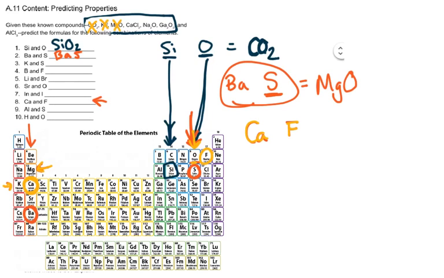Now I'm going to check the next one, calcium chloride. Calcium is obviously in the same group as calcium. And then chlorine, is it in the same group as fluorine? Yes, it's right there. So calcium and fluorine are going to combine the same way calcium and chloride do, in a 1-to-2 ratio. So 1 calcium for every 2 fluorine.